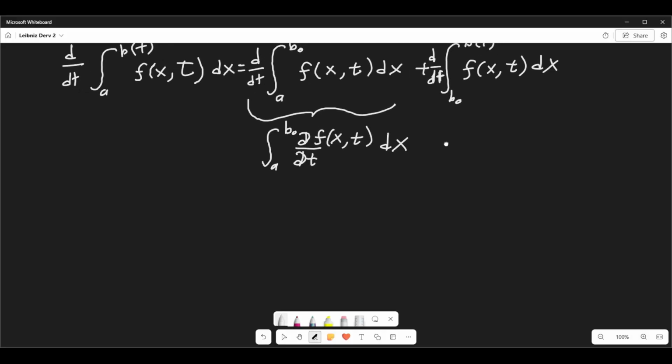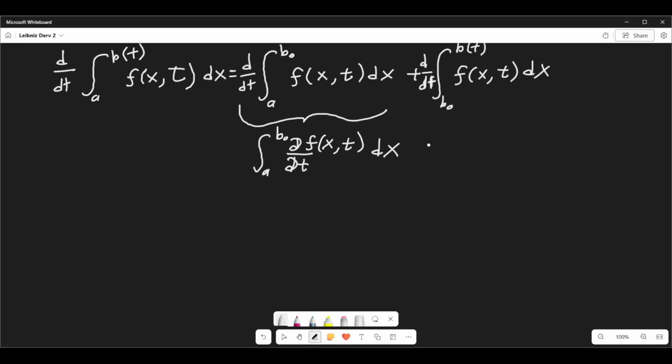So the question is, what does this integral turn into? So this is d by dt of the integral between b naught and b of t of f of x comma t dx. What does this equal?